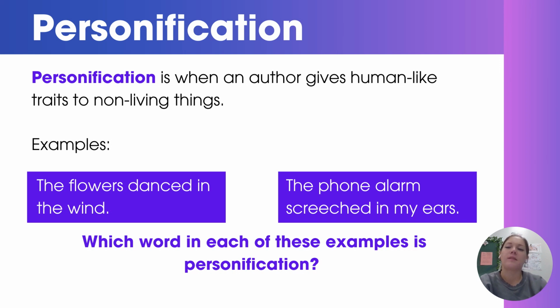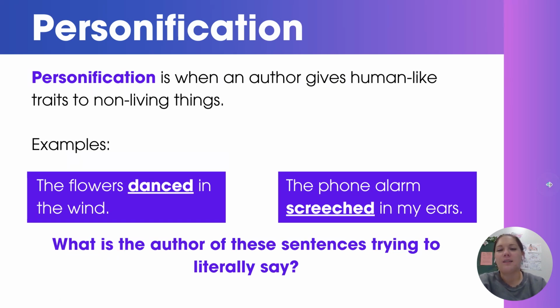So a couple examples here. The flowers danced in the wind, the phone alarm screeched in my ears. Which word in each of these examples is personification? Meaning which word in each of these examples is a human-like trait given to a non-human thing? Pause and think. Hopefully you've had enough time to pause and think. It is the word danced and the word screeched.